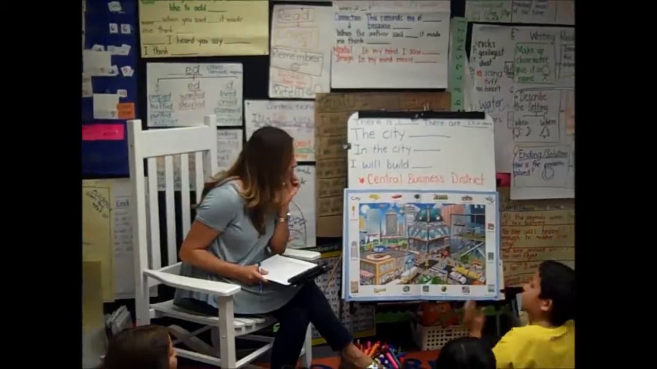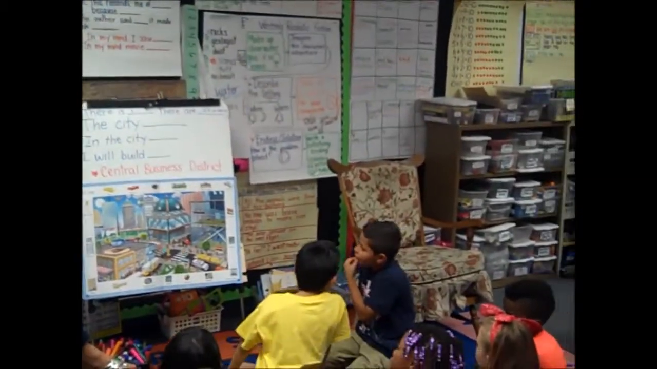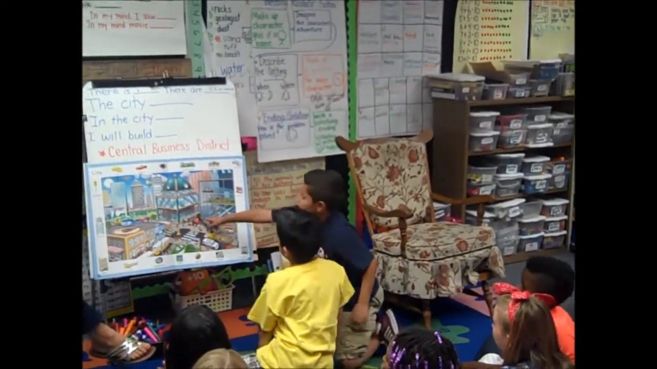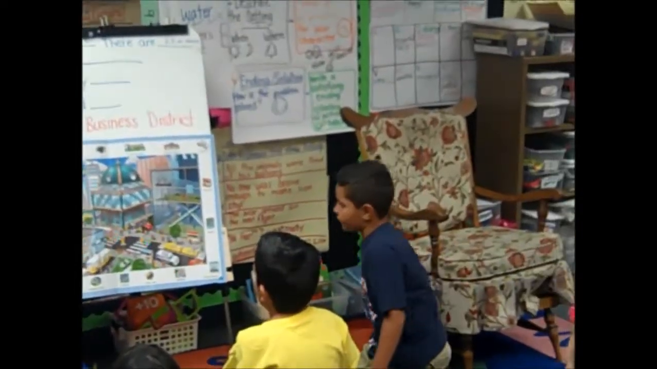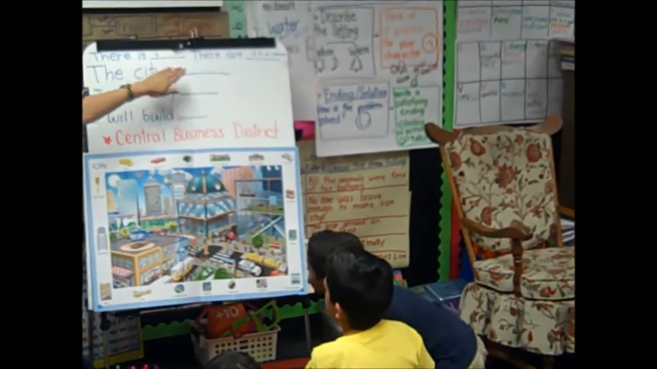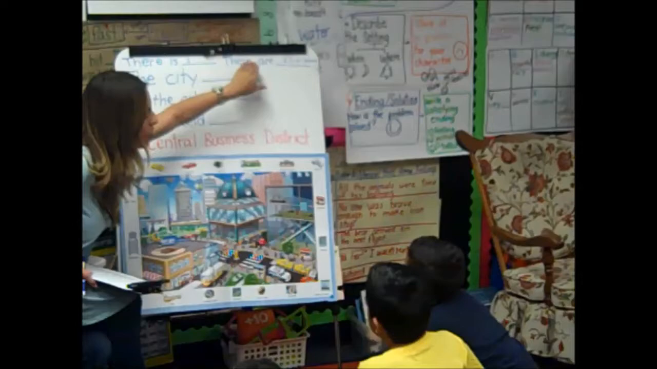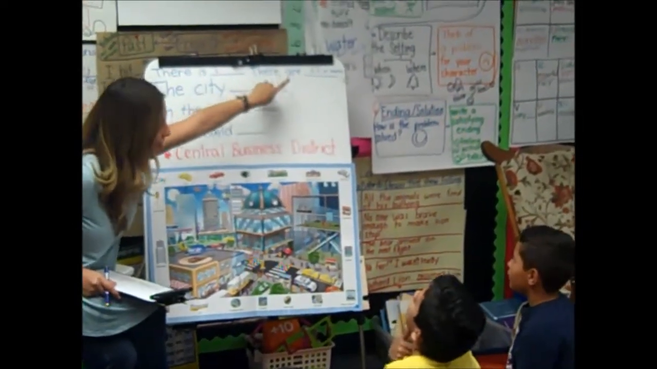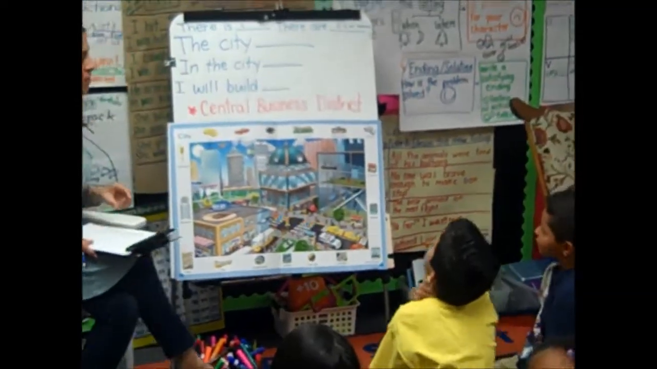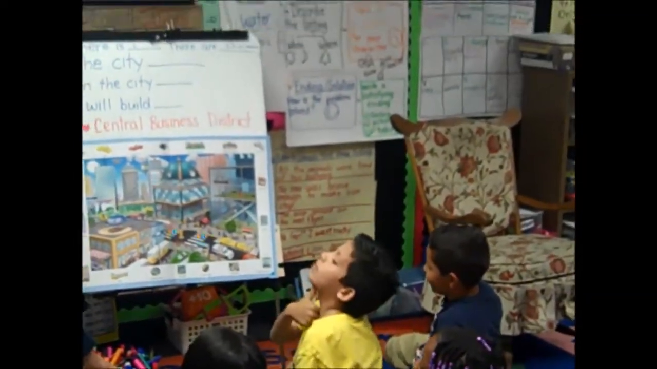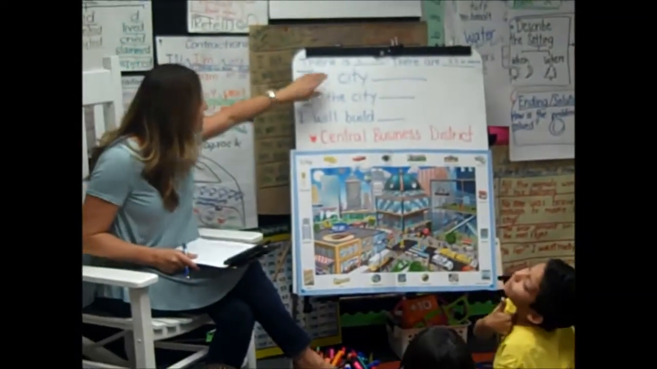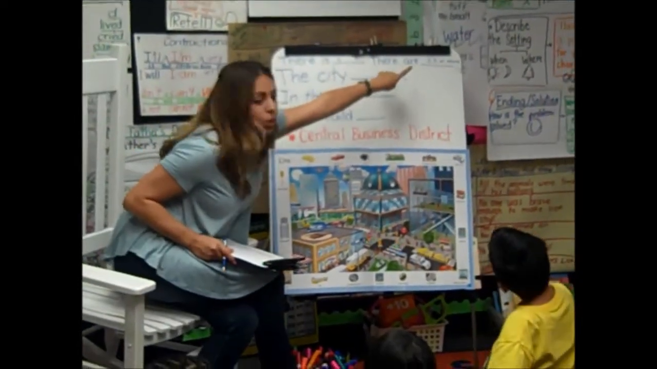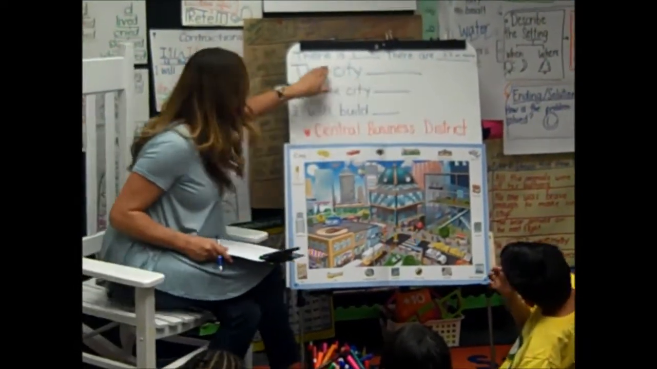Lázaro. There are 2 red cars. Yes. Say that again. There are 2 red cars. Say there are. There are 2 red cars. Good. Excellent. And we talked about that. We practiced using the plural, there are, instead of there is.